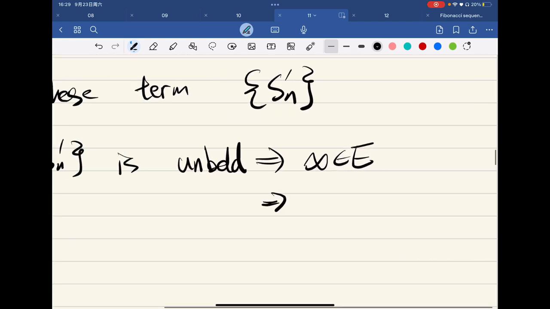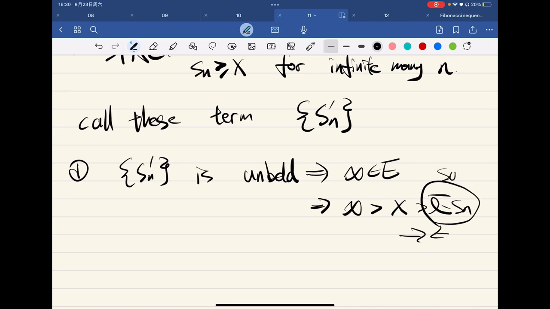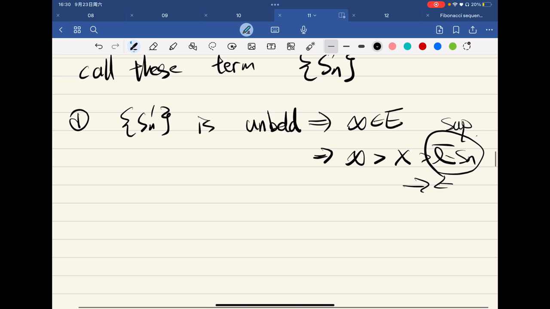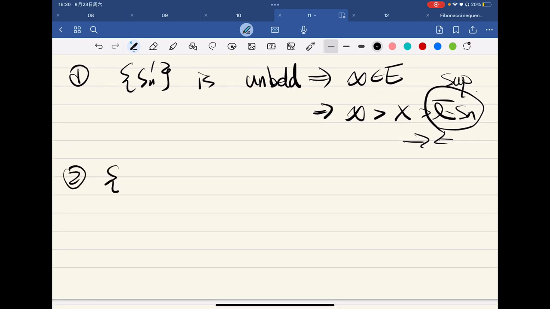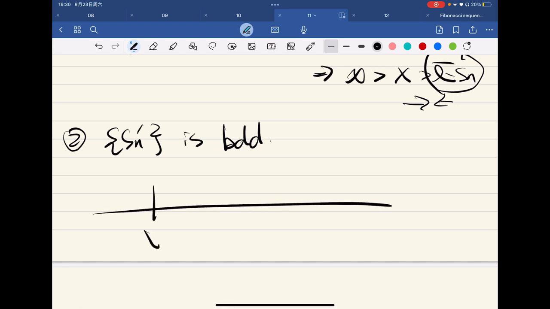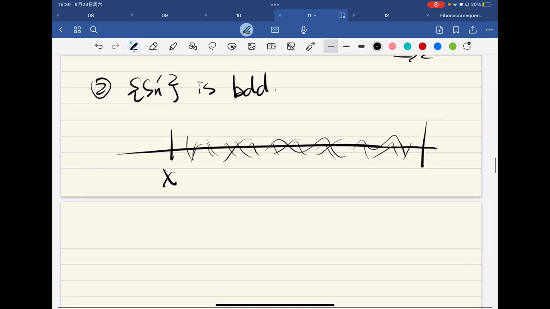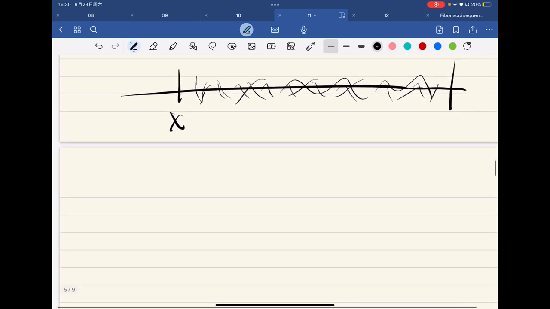And then we keep going on, we have infinity is greater than x, of course, and it's greater than the supremum. It's a contradiction, right? Because this is a supremum. Contradiction. Alright, now case 2. S n prime is bounded. Well, let me just draw a diagram. So you have x, and then it is bounded, which means that you have another bound, so all the terms live in here, right? Well, you might think about the Bolzano-Weierstrass theorem, right? Which is precisely the case.